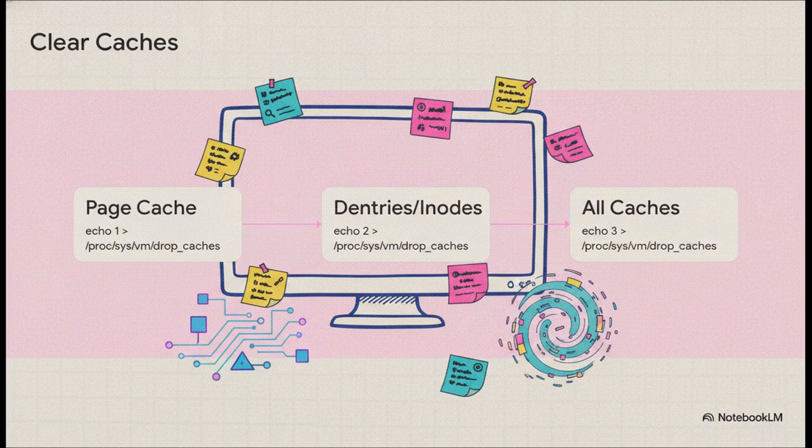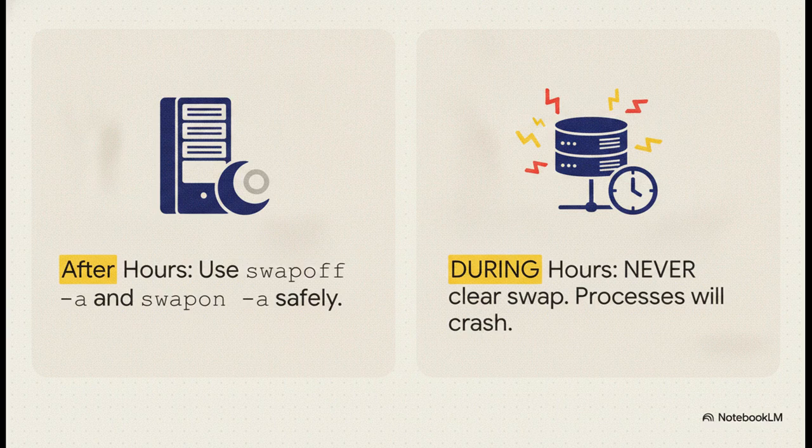Echoing 1 clears the page cache, echoing 2 clears your free Directories and Inodes, and echoing 3 safely removes all caches. This gives a suffocating system some much-needed breathing room. And that brings us to a massive, absolutely crucial real-world business rule.